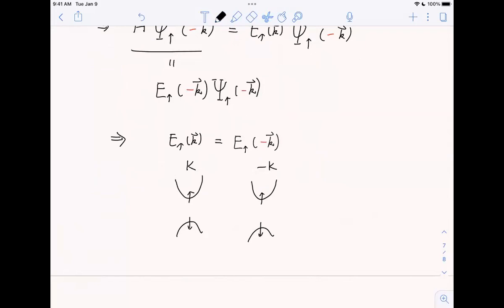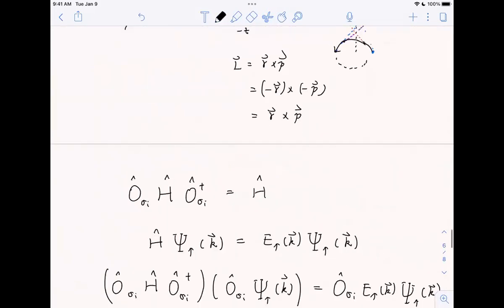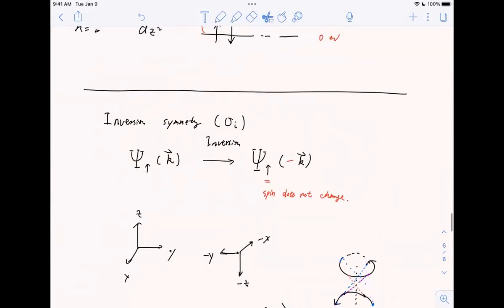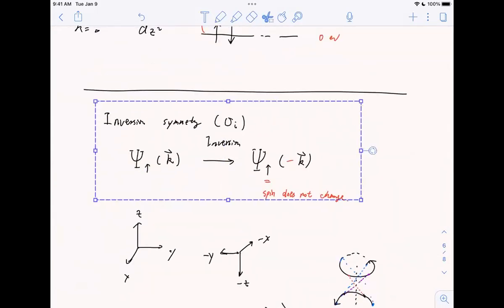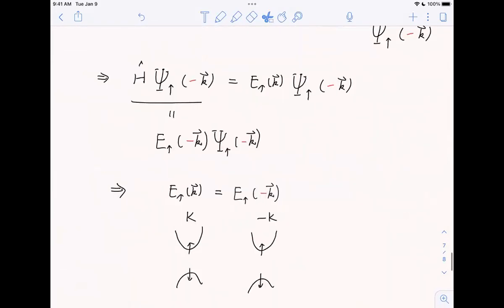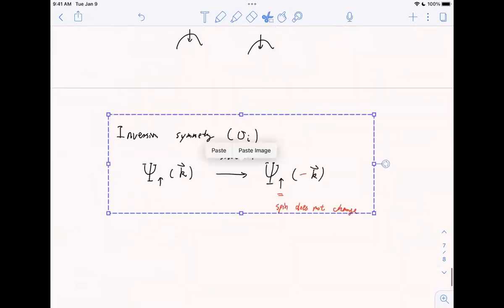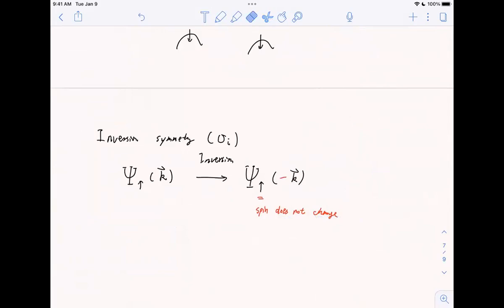Is that okay? Okay, so now let's consider another case. They're very similar. Let's consider time reversal symmetry.